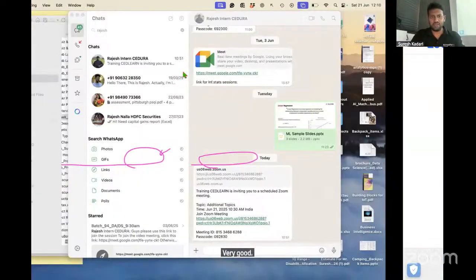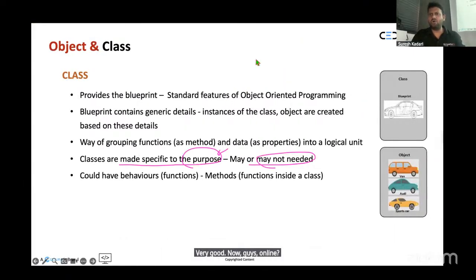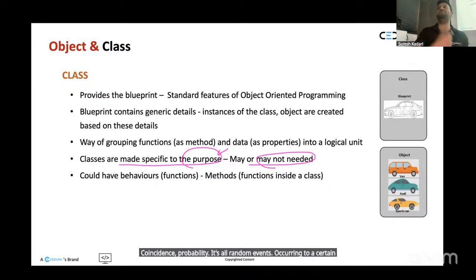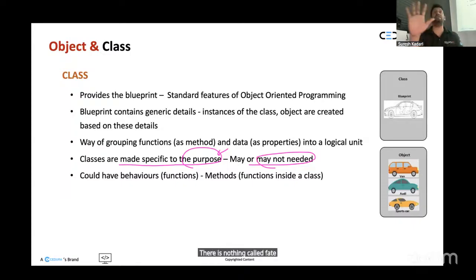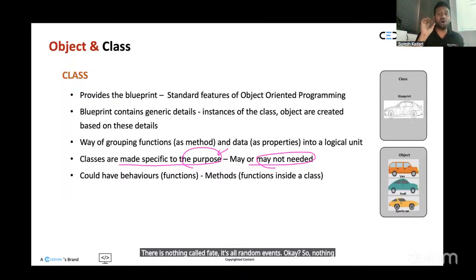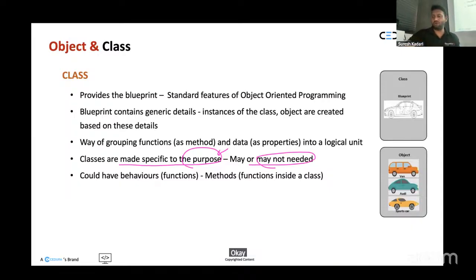Very good. Now, guys, online, we have three high-speed internets. But the day I want them, they always fail. The only day I want. Strange, right? This is called fate. Do you believe in fate? Being a data scientist, there is nothing called fate. It is all coincidence, probability. It's all random events occurring to a certain random individual. There is nothing called fate. It's all random probable events. Good, let's go.